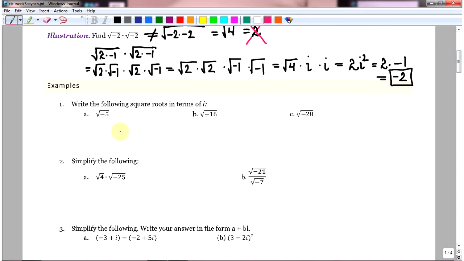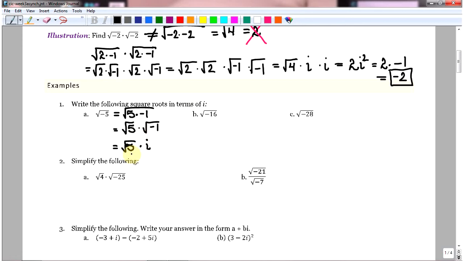So for number 1, we want to write the following square roots in terms of i. So for the square root of negative 5, I can write that as the square root of 5 times negative 1. Okay, well, we can break this up. So we have the square root of 5 times the square root of negative 1. Square root of 5 is not a rational number, so we can just leave it as that, times, well, we know the square root of negative 1 is defined to be i.